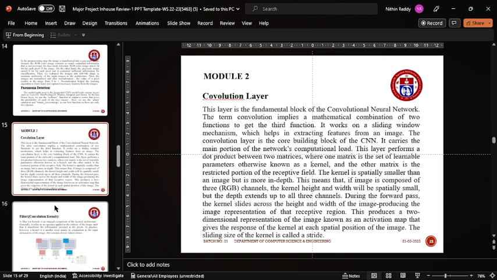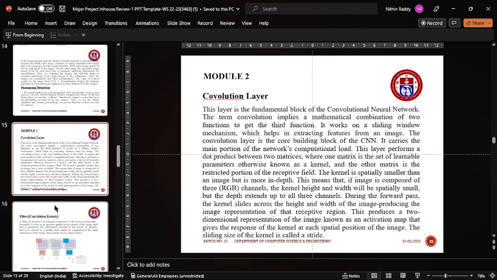Module 2, Convolution layer. This layer is the fundamental block of the convolution neural network. The term convolution implies a mathematical combination of two functions to get a third function. The kernel is spatially smaller than an image, but more in depth. This means that if the image is composed of 3 RGB channels, the kernel height and width will be spatially small, but the depth extends up to the 3 channels.